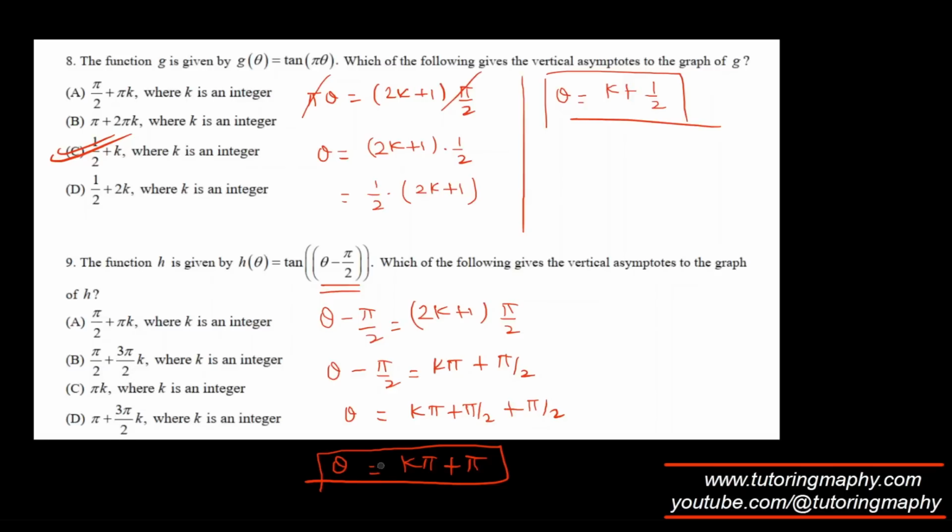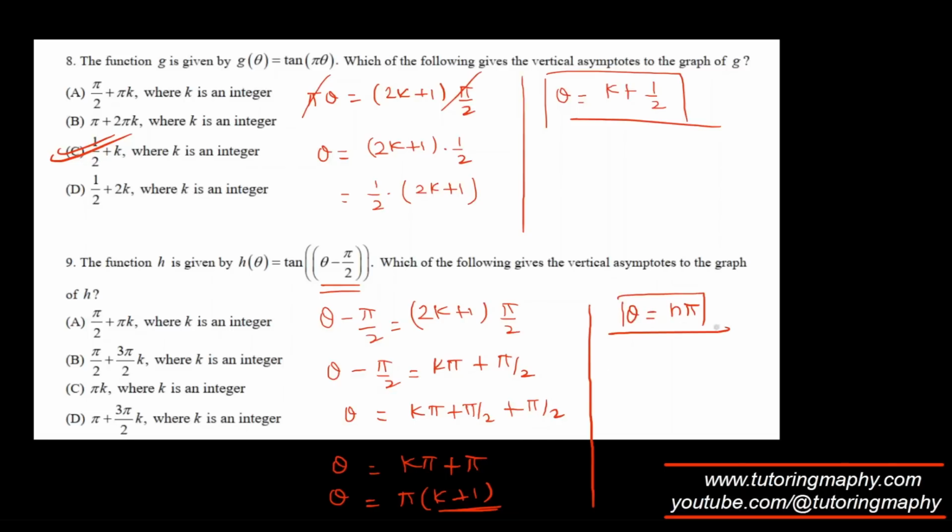Interesting. None of the options. But can I take pi as a common factor? So it will become (k + 1)π. And don't you think, guys, k + 1 is just another integer? So can't I just say that theta is some other integer n times pi, which is obviously matching with this format. The only difference is they have used k for integer, I have used n for integer, but this is the correct choice.